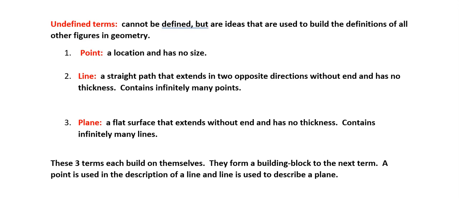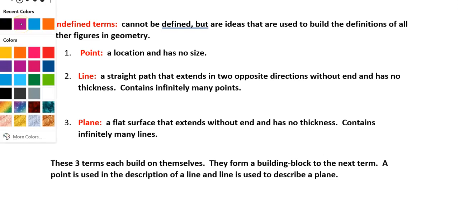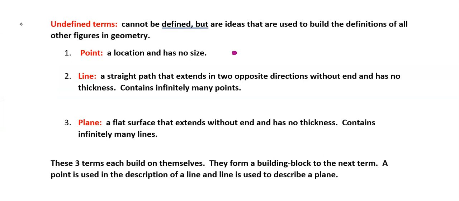Undefined terms cannot be defined, but are ideas that are used to build the definitions of all other figures in geometry. A point is a location and has no size. Well, if it's a location but doesn't have any size, how do we know where it is? So the non-definitional part is we have to use some symbol of some sort to identify that it's a point. Most people have a picture in their head that this is a point, and that's what we're going to do too.